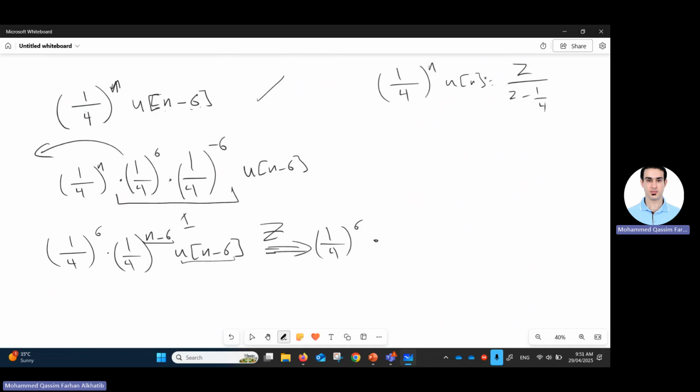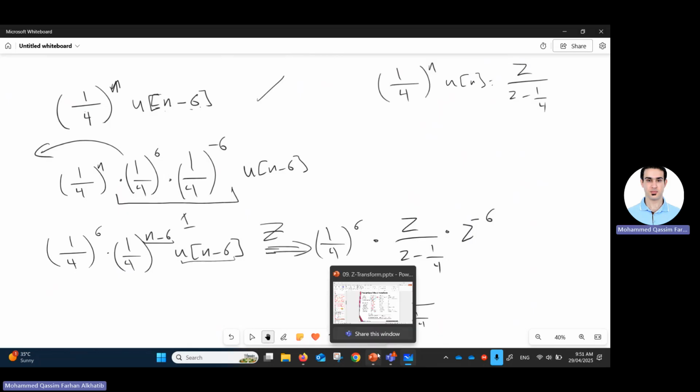So I will have the original transform z over z minus 1 over 4 times what? The amount of shift. And that's it. And then you can simplify 1 over 4 to the power 6, z to the negative 5 over z minus 1 over 4. Clear? Is it clear how I solve this one? All right.